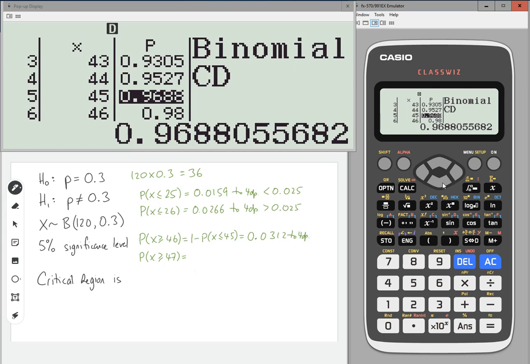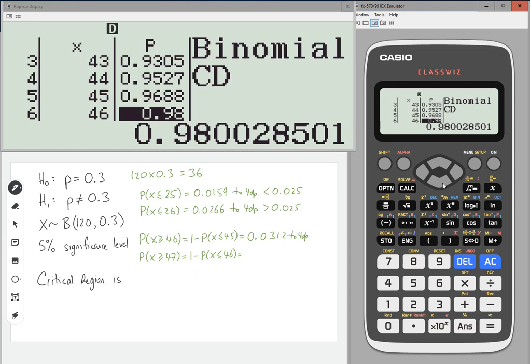And greater than or equal to 47 is one take away less than or equal to 46, which is this one here. So 0.01997. If you're rounding that to 4 decimal places, then what we want is 0.0200. Okay, so this one is greater than 0.025, and this one is less than 0.025.